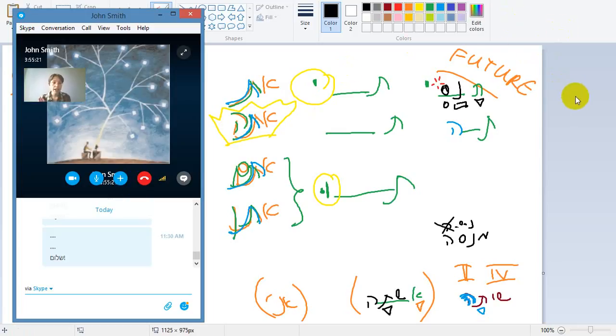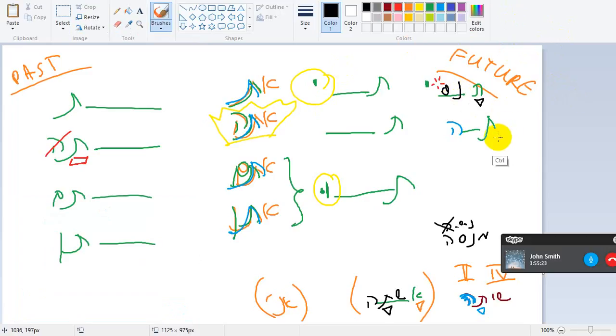And now, by the way, I'm telling you that the future is the imperative. These are the good news. Future equals imperative. Exclamation marks. Okay, future equals imperative.